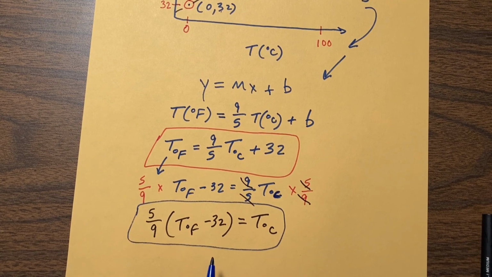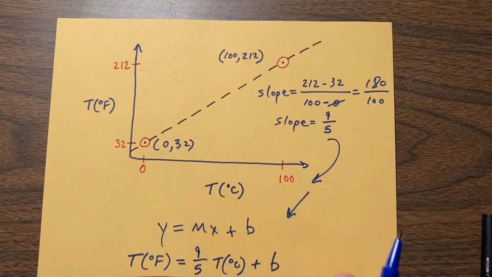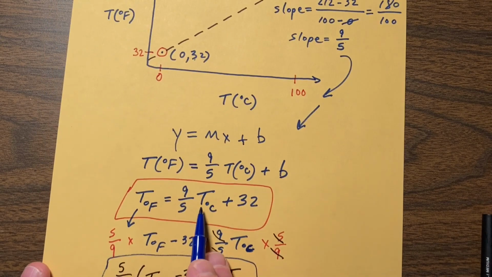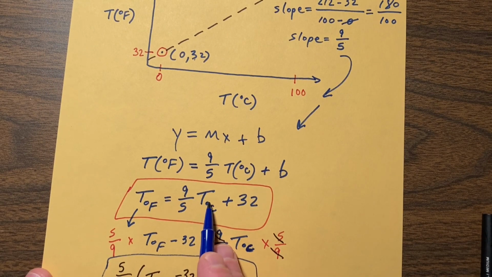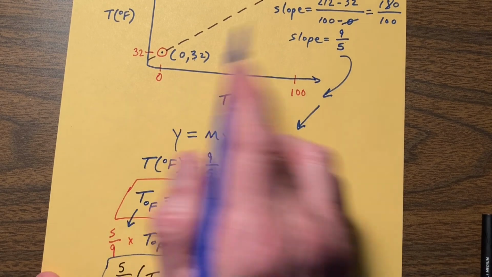Now, how would we apply those? Well, how do you know that those are true? Well, I just proved it to you mathematically. But if you plug in, let's say, for instance, on this graph, just a mental check, plug in 0 degrees Celsius into this equation here. You see 0 here multiplies by 9/5, that's 0, and I get temperature to be 32, so it works.